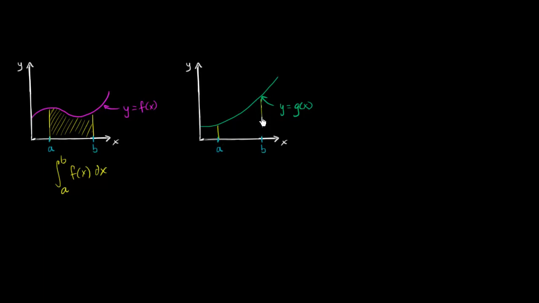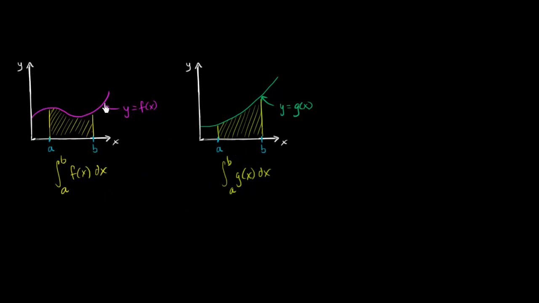I could call this area right over here, the area under the curve y is equal to g of x and above the positive x-axis between x equals a and x equals b, the definite integral from a to b of g of x dx. Now, given these two things, let's actually think about the area under the curve of the function created by the sum of these two functions.